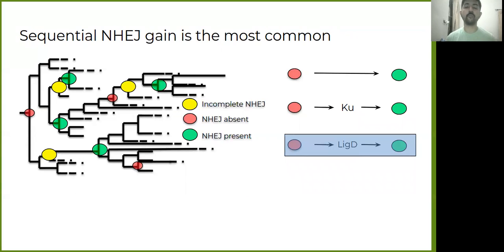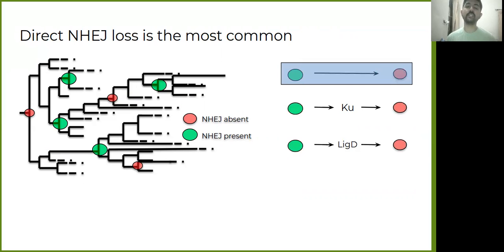Now, to gain NHEJ, one can think of three scenarios, either directly or sequentially. What we find from our data set is that the most common kind of gain was a sequential gain where ligase D was gained first, followed by Q. In the reverse direction, again, one can think of three scenarios. What we find from our data is that the most common kind of loss was a direct loss where both the proteins were lost at the same step.